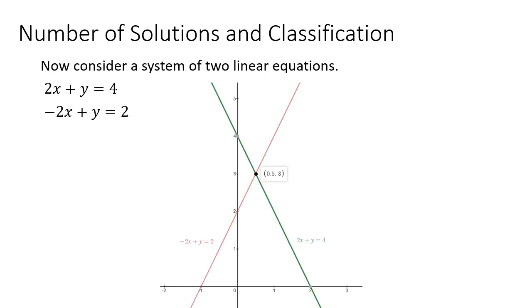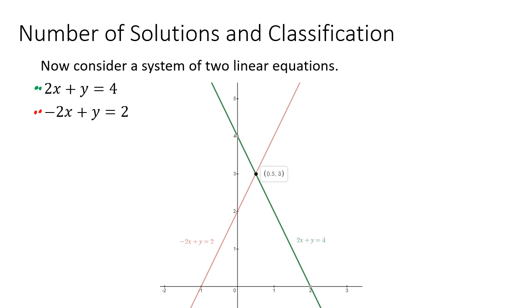Well, what about for a system of 2 equations then? In this case, we're dealing with the graph of 2 lines. So here I have graphed the equation 2x plus y is equal to 4, and I graphed this one in green, and I have graphed the line negative 2x plus y is equal to 2, and this one I graphed in red. And so what you would find is that any point on the green graph would make the top equation true, and any point on the red graph would make the bottom equation true.